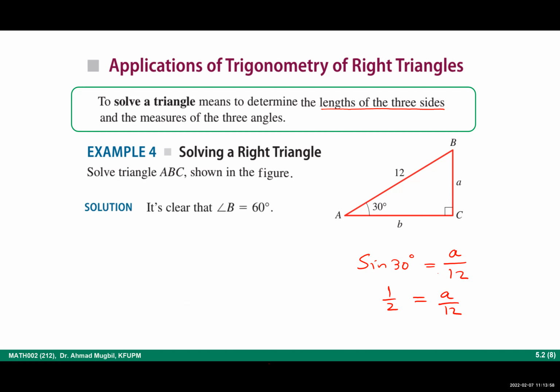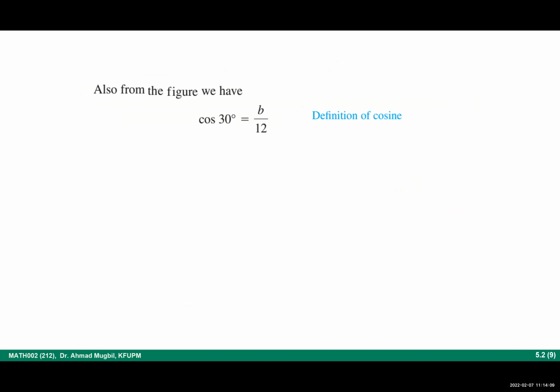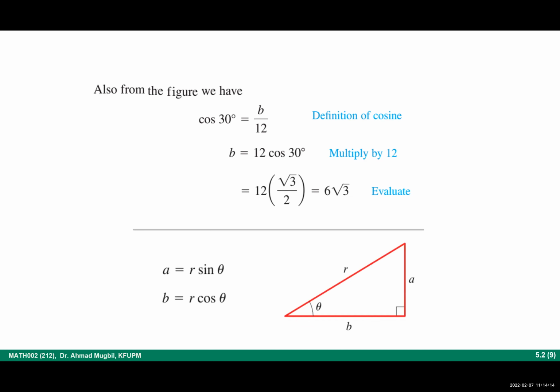Similarly, what can we use to find B? Cosine. B over 12 will be cosine 30. Cosine 30 is square root of 3 over 2. And of course, B will be 12 cosine 30, and it will be 6 square root of 3. In general, if you have an angle theta, and the opposite is A, the hypotenuse is R, the adjacent is B, then A will be R multiplied by sine theta, and B will be R multiplied by cosine theta. Why? Because this is A over R, and this is B over R, if you multiply both sides by R.